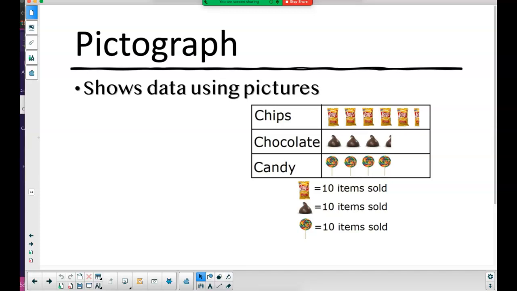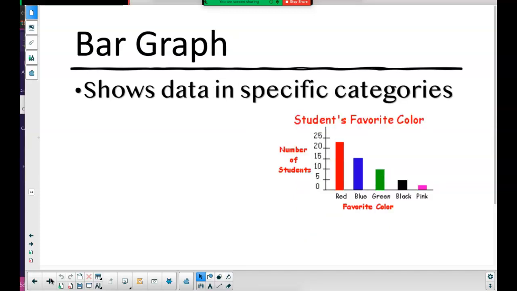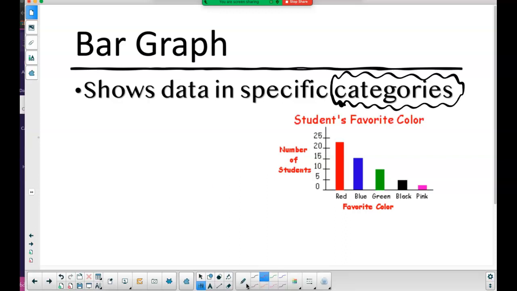Okay, then the next type of graph is a bar graph. A bar graph shows data in specific categories. So underline, circle that word. When we're looking at categories of data, we're going to use a bar graph. What are some different types of categories we might have? This one talks about favorite color. What else might we see? What kind of questions might you ask that we might end up with a bar graph?